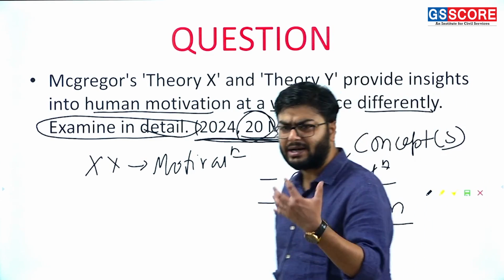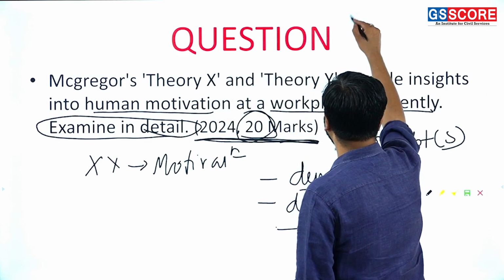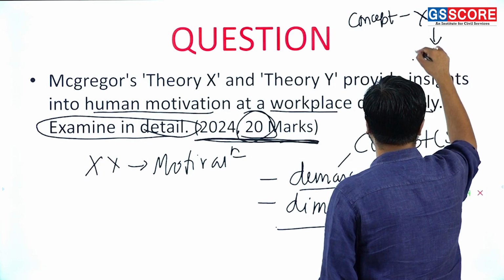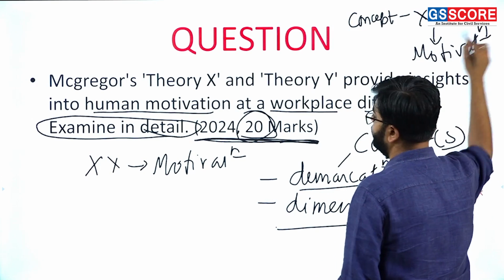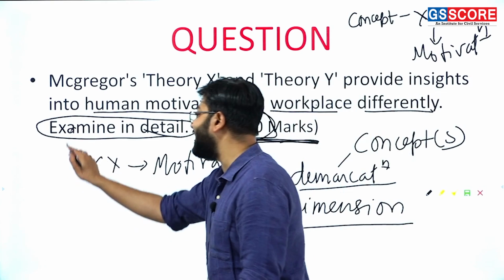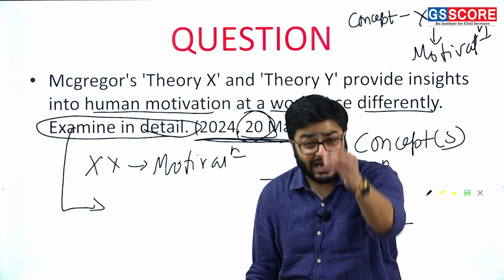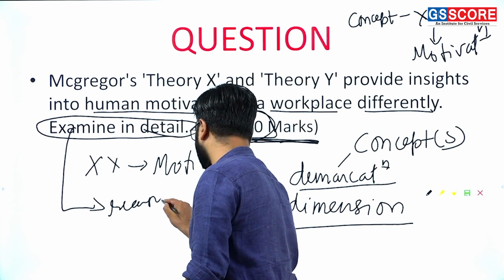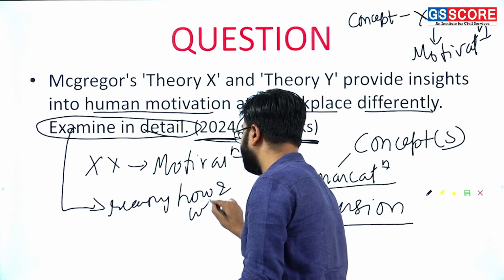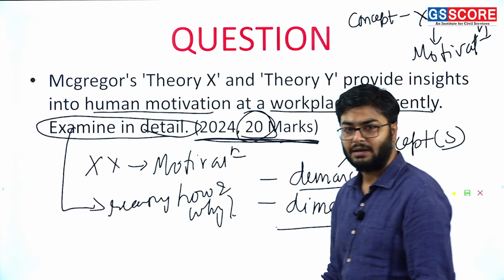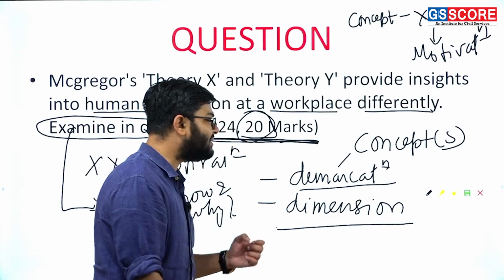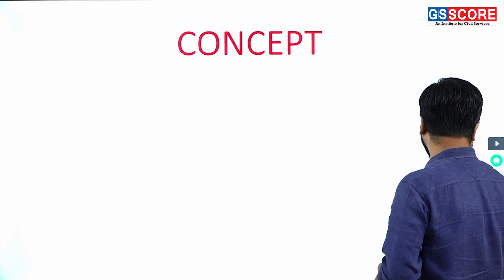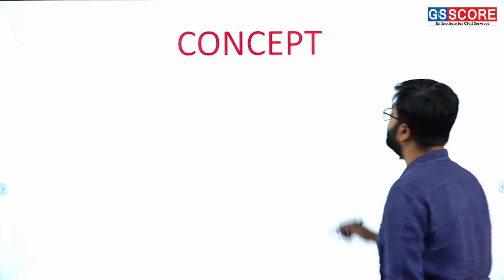That means at an organizational level. So the concepts here include X and Y theory and link them with the motivation, right? And we need to examine in detail. That means our expression, our articulation should revolve around the reasoning, how and why, right? So let us at a very elementary level first look at the underlying concept or set of concepts.